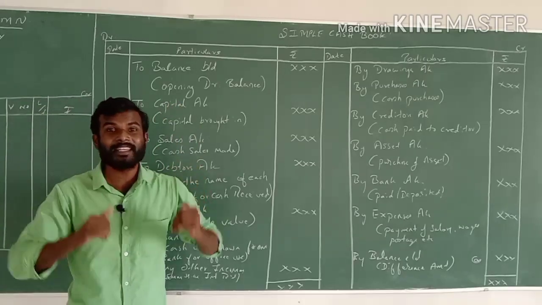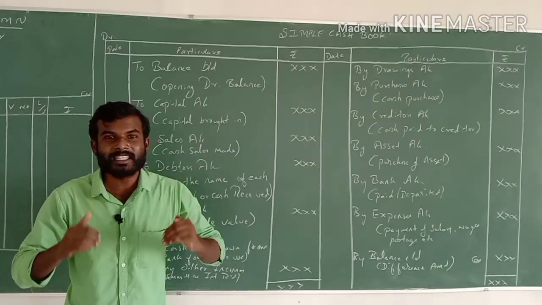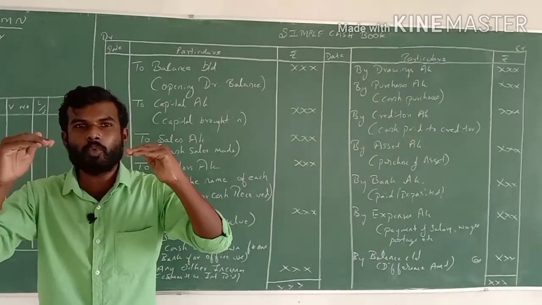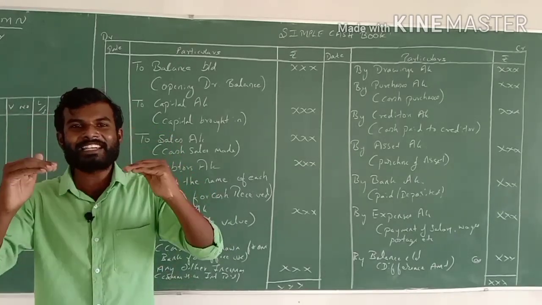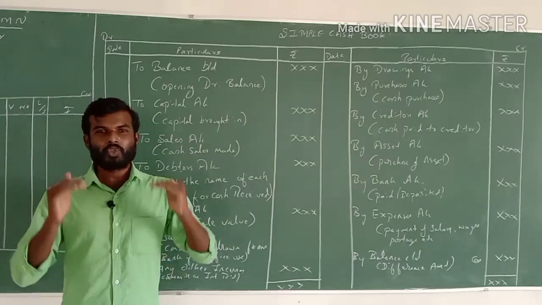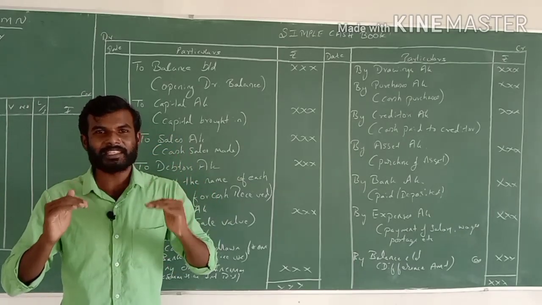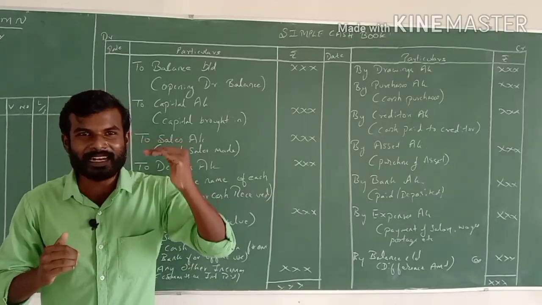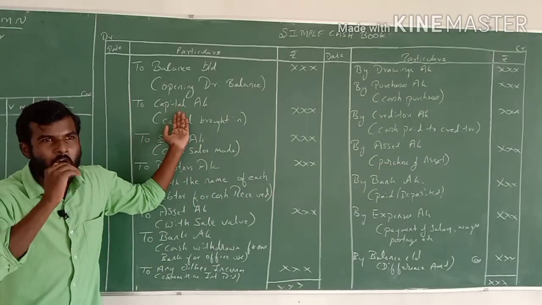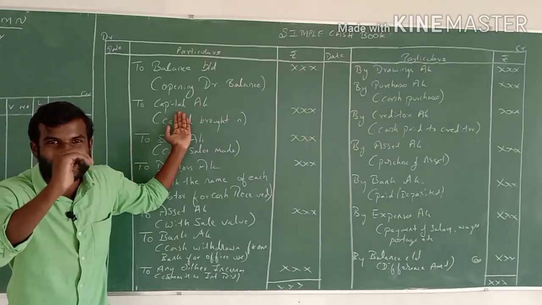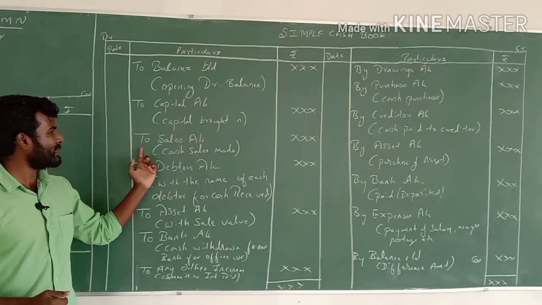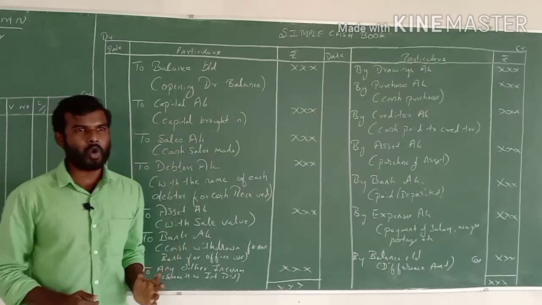The owner is bringing the capital into the business. When the owner is bringing the capital into the business, automatically what increases there? The cash balance increases. It is a receipt. So here, as per the rule, debit increases, credit decreases. So whenever the owner is bringing the cash, automatically the cash balance increases. Next is here, to sales account.